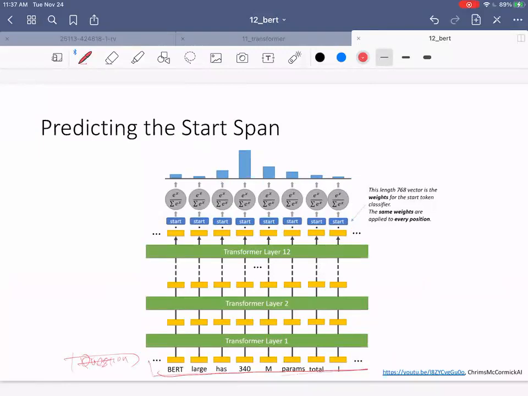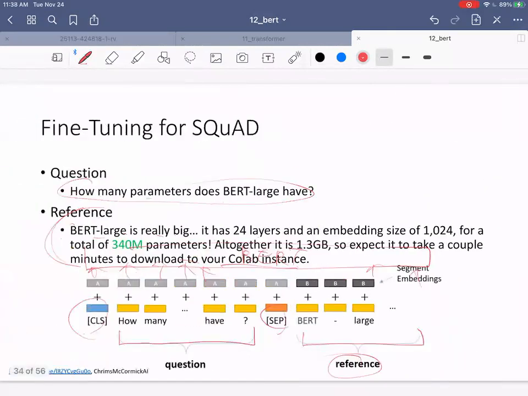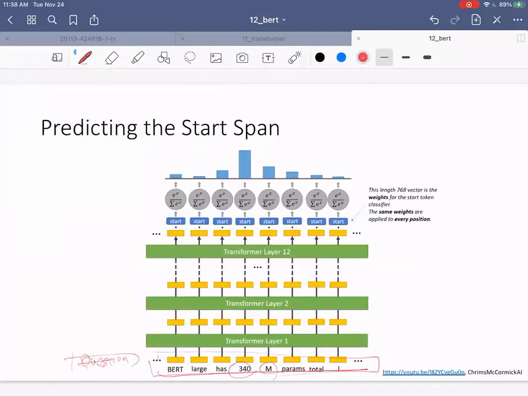There's the question part here. This is the reference part. And then you only want to predict based on the reference part, because you want to find the span in your reference. The answer to the question, how many parameters does BERT large have, should be 340 million parameters. So it's actually 340 and M, which is a separated word piece token.